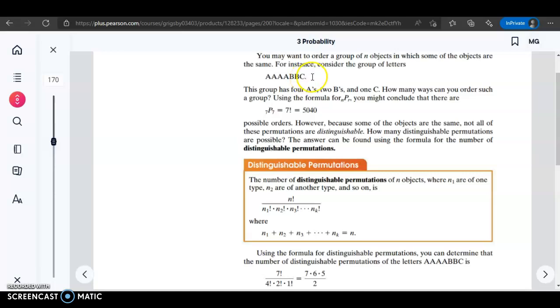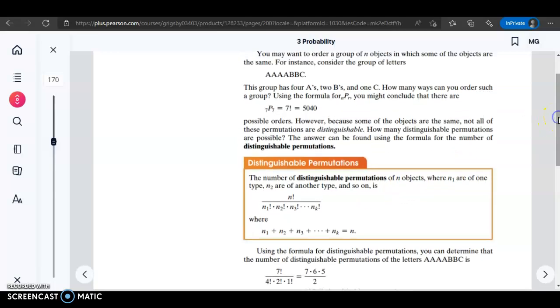So if some of the objects that you're asked to arrange are repeated, then you apply the following formula. Fortunately, we're not going to discuss this. This is a topic we're going to skip over, and you won't see it in the homework. But in case you're curious, this is how you would calculate the number of arrangements of objects where some of the objects repeat themselves.